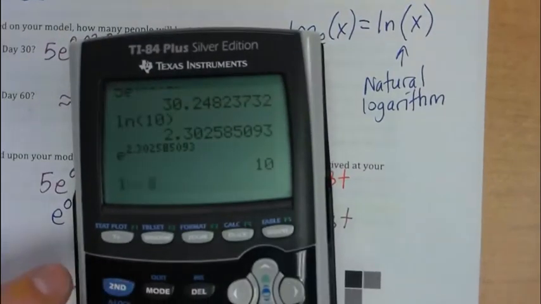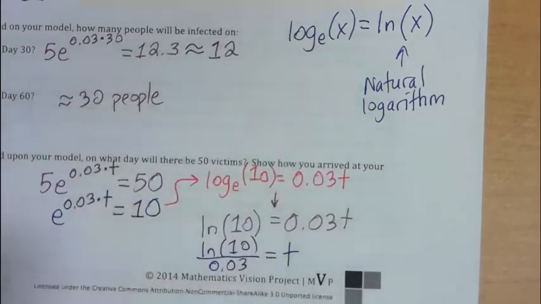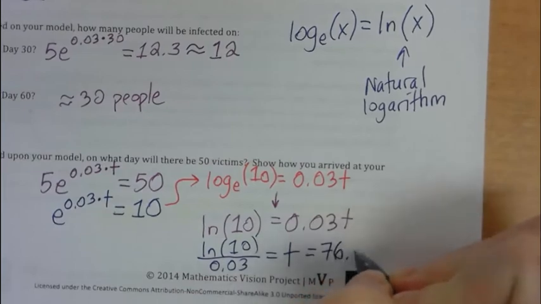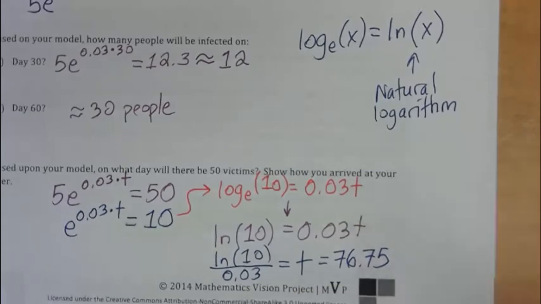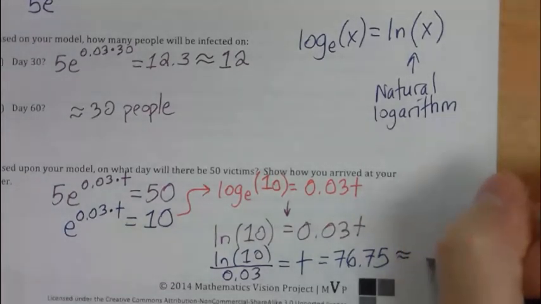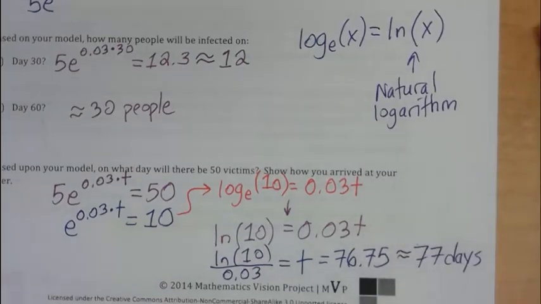So natural log of 10 divided by 0.03 equals 76.75. If we rounded down to 76, we'd be short of 50 victims. If you round it up, we'd be past it. So we could basically just say round to the nearest amount of days, so about 77 days for that.